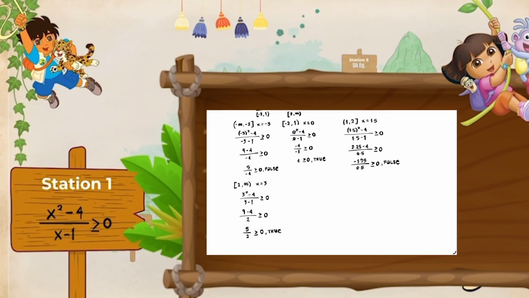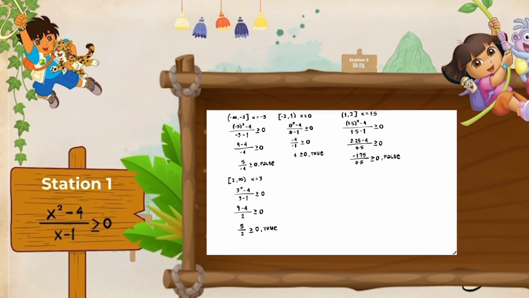Now, let's see what are all the pairs that became true. We have negative 2, positive 1, and positive 2 and positive infinite. So our interval notation is negative 2, positive 1, union 2, positive infinite. There we have it.